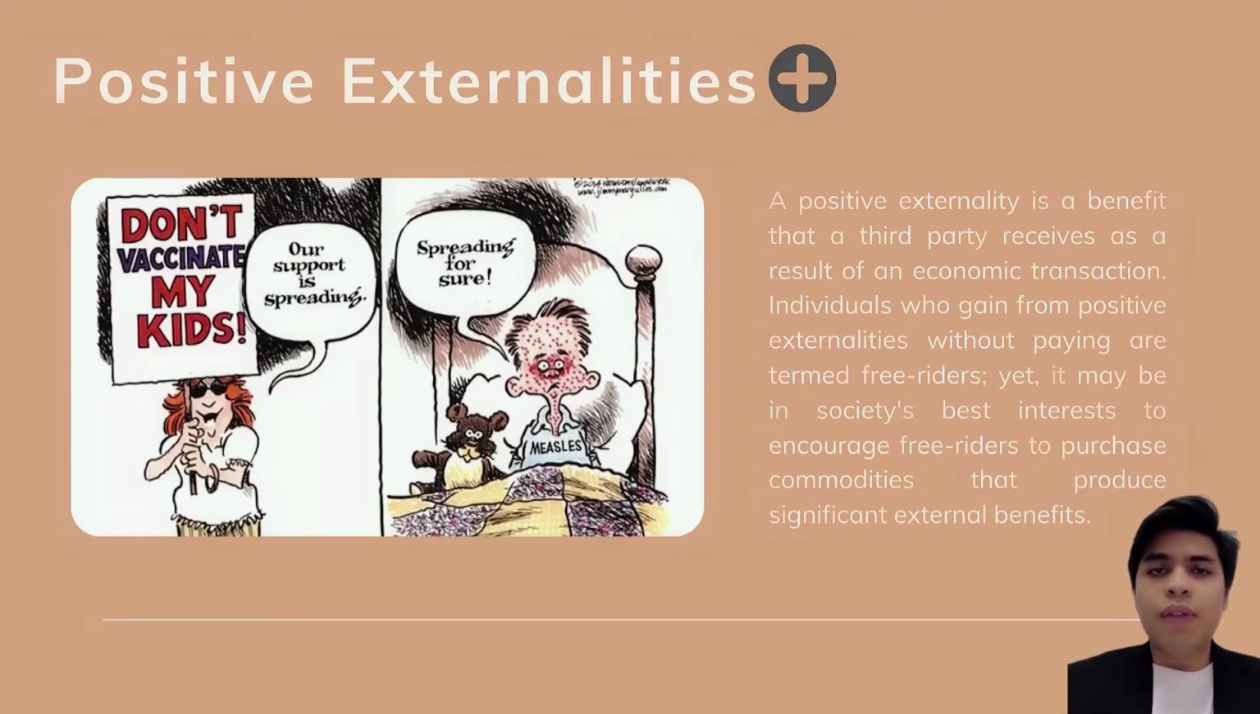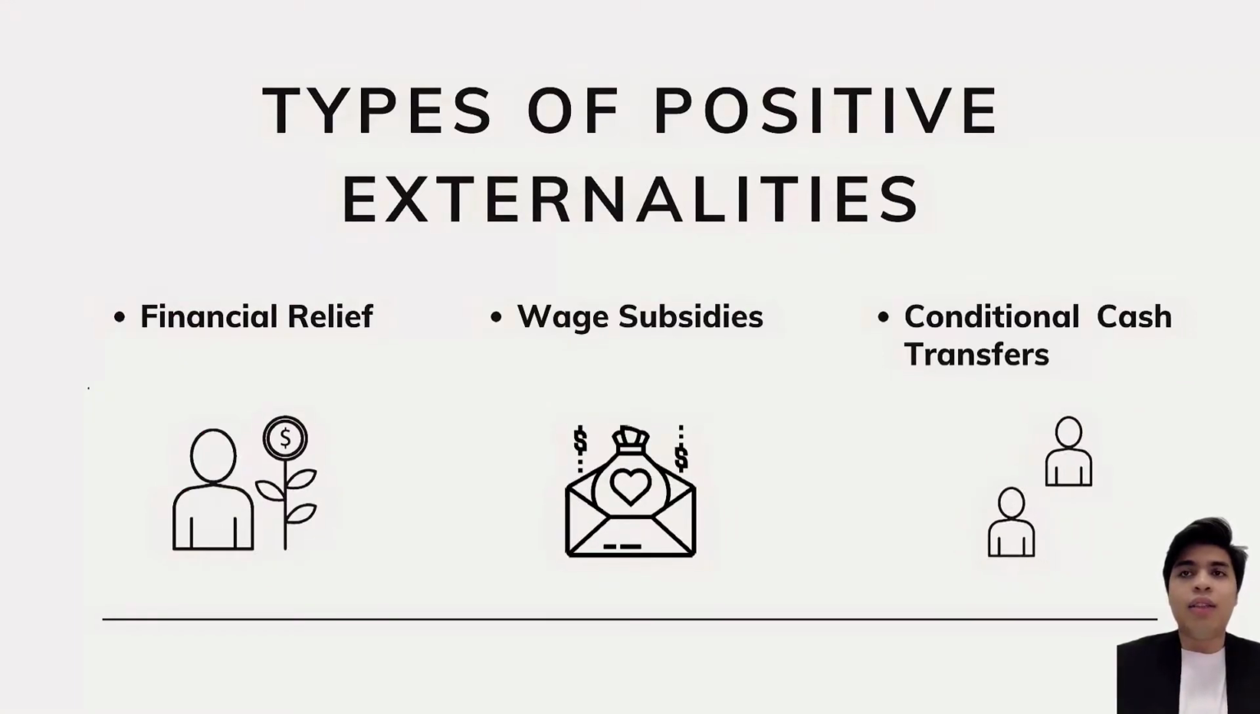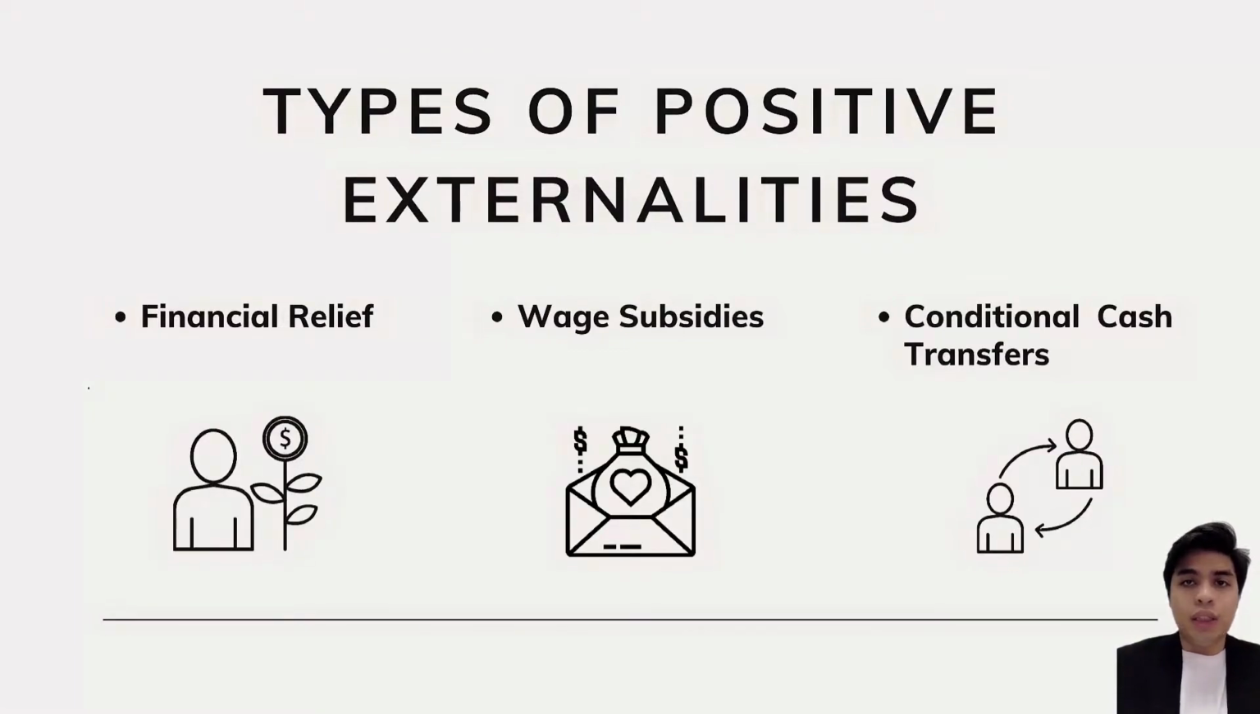A positive externality is a benefit that a third party receives as a result of an economic transaction. Individuals who gain from a positive externality without paying are termed free riders, yet it may be in a society's best interest to encourage free riders to purchase commodities that produce significant externality benefits. For the next slide, there are three types of positive externality. The first one is financial relief, then wage subsidies, and the last one is conditional cash transfers.